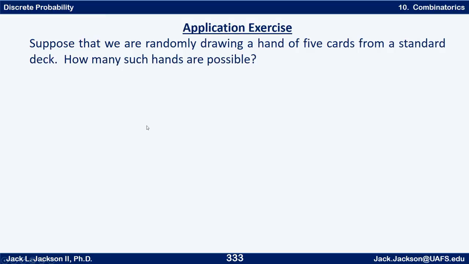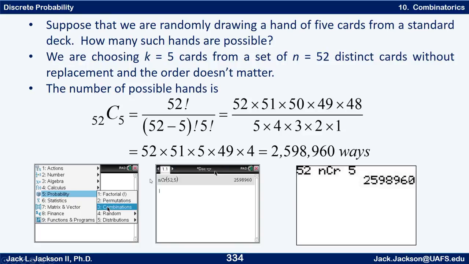Okay, so here's a problem for you. Suppose we're randomly drawing a hand of 5 cards from a standard deck. How many such hands are possible? See if you can figure this out. Well, if you're drawing a hand of 5 cards, you don't put it back to draw it out next. So the dealing is done without replacement, so repeats are not allowed. We're choosing k equals 5 cards from a set of n equals 52 distinct cards without replacement. The order doesn't matter. Once they're in your hand, you can reorder them if you want. The number of possible hands is 52 choose 5.